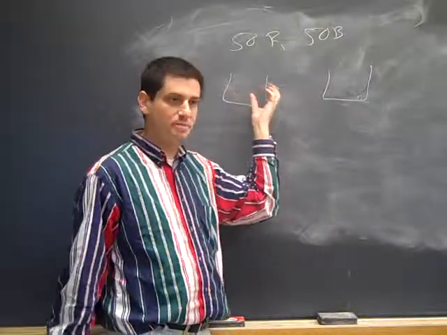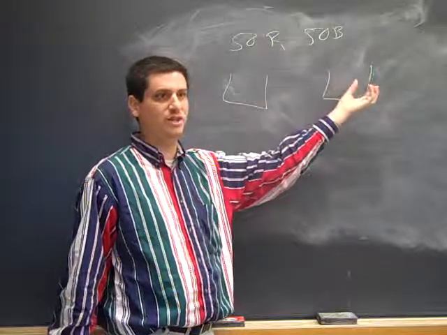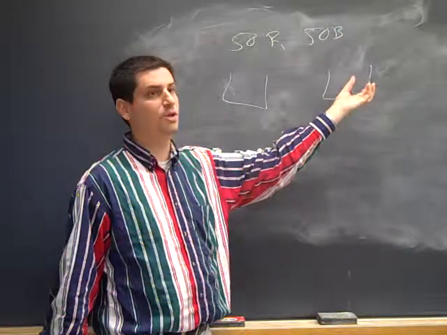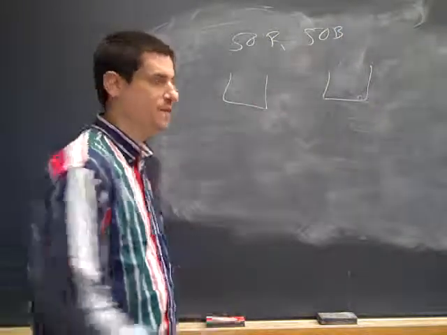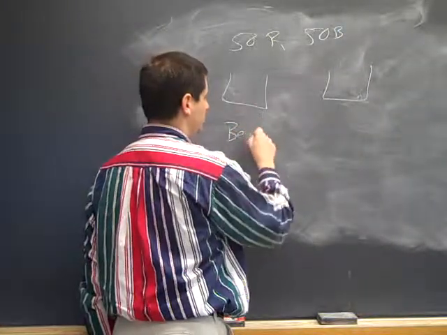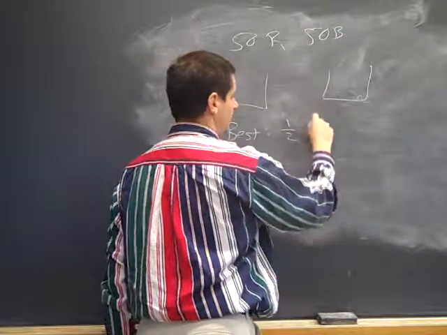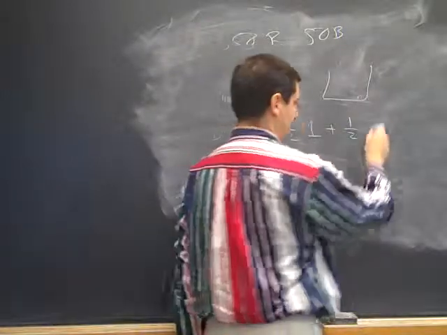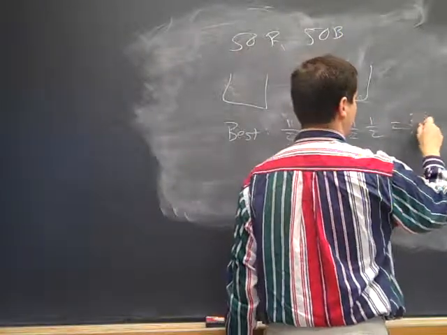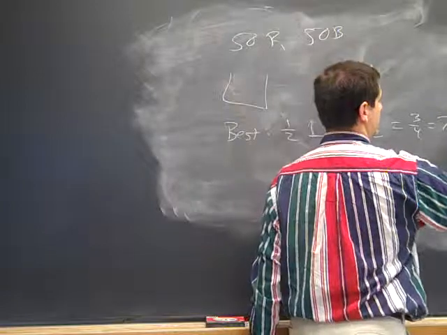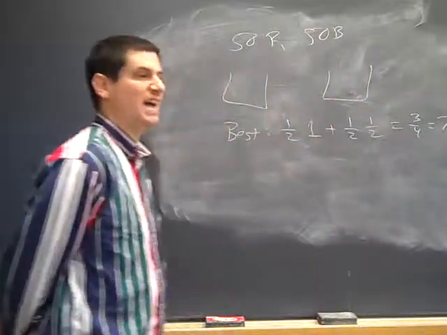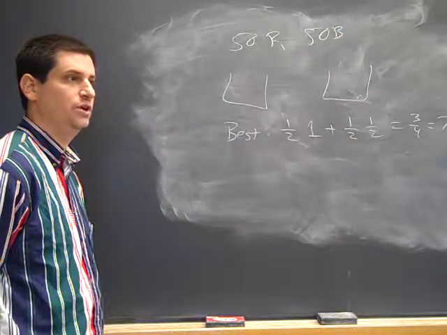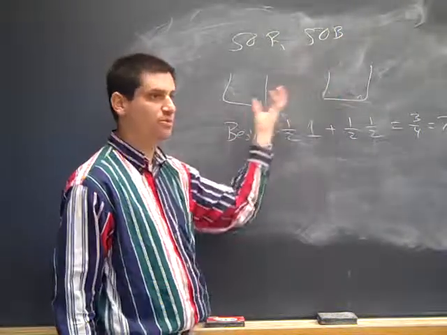If one of them is above 50% for reds, what do you know about the other one? It has to be below what? Below 50%. So the theoretical best you can do is half the time you get 100 and half the time you get 50% for 3/4 or 75%. This is the theoretical best. I can't do better than 75%. Okay? So let's see what's the best I could do in practice.